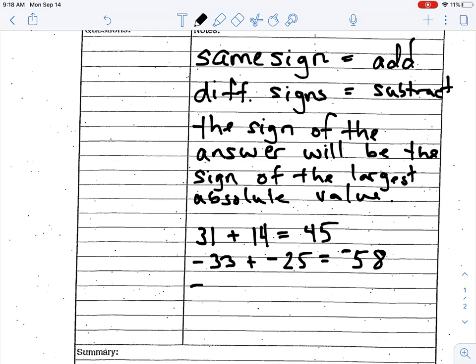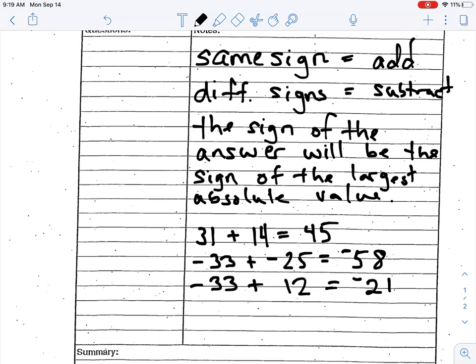But what if we have negative 33 plus 12? Well, in this case, the signs are different. So different sign says subtract in the rules. So we take 33 minus 12, and we're going to get 21. So ignore the signs to add or subtract, and now we look at the numbers, 33 and 12. Which number has the largest absolute value? 33 does. So the sign of that 33 is negative, so the sign in the answer is negative.